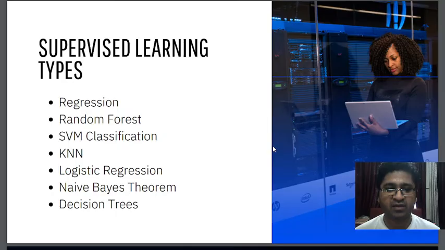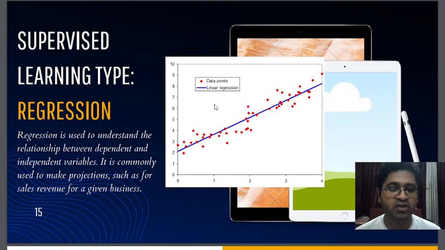Okay, so what are the different types of supervised learning? It is regression, second one is random forest, then SVM classification, then we are going to discuss KNN, then we are going to focus on logistic regression, and emphasize naive Bayes theorem, decision trees, and so on. Then let's have a look at the regression part.